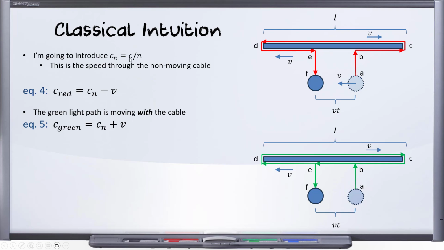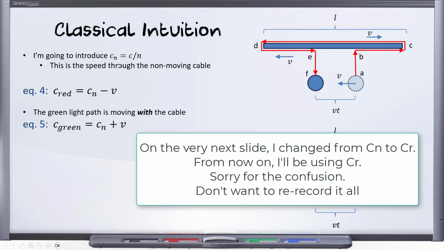Also, I'm getting a little tired of writing c divided by n all the time, so I'm just going to write c sub n. That's a little smaller. And so c sub n is the speed of light through a non-moving fiber optic cable. So in the red direction, we have the speed is c_n minus v.